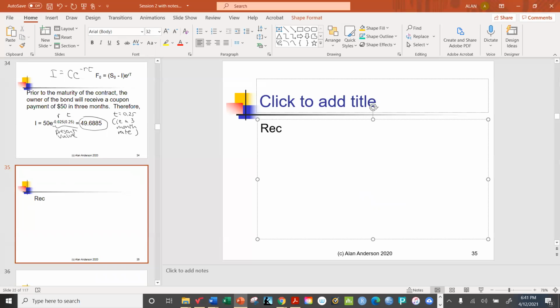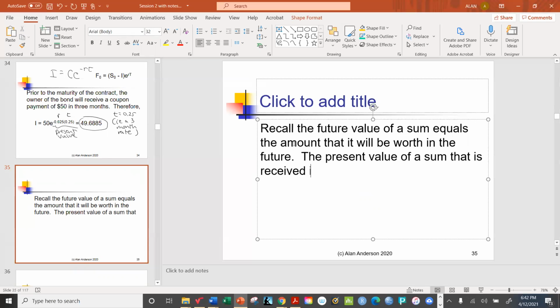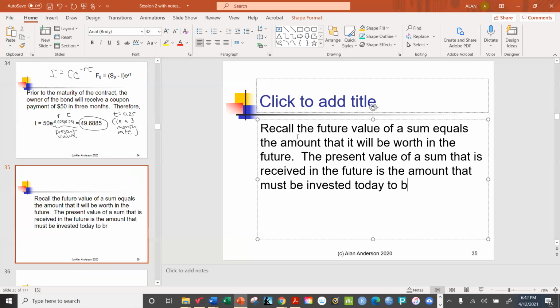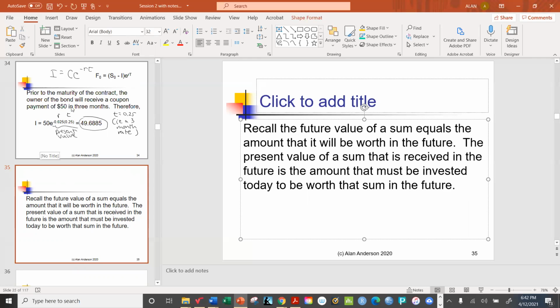So recall the future value of a sum equals the amount that it will be worth in the future. The present value of the sum that is received in the future is the amount that must be invested today to be worth that sum in the future. And so in continuously compounded terms, the formula will be essentially the reverse of what we had earlier.